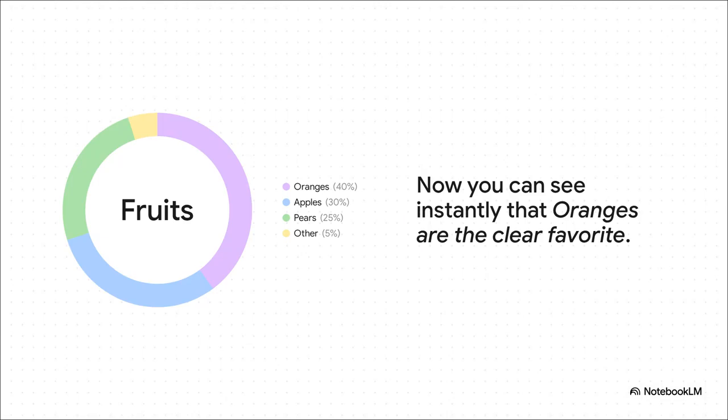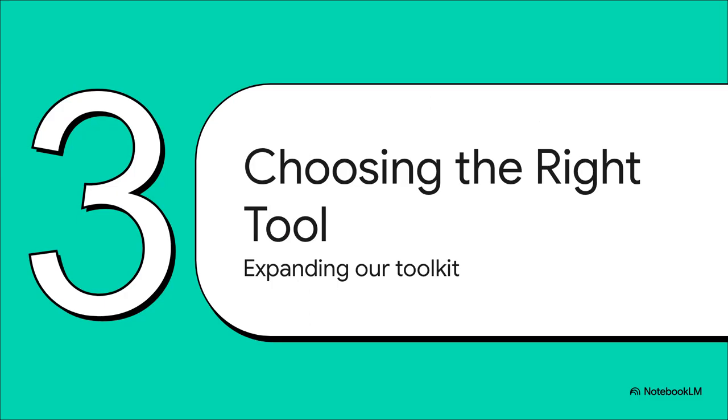And boom, there it is. This is the result for our fruit survey. This just brilliantly shows the power of visualization. That confusing table is gone. Now you can see instantly, without any effort at all, that oranges are the clear favorite. The story is told in a single glance. But showing parts of a whole? That's just one kind of story. Different data needs different tools.